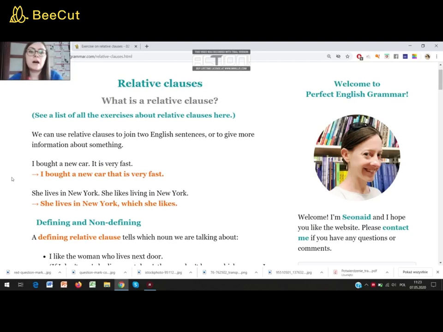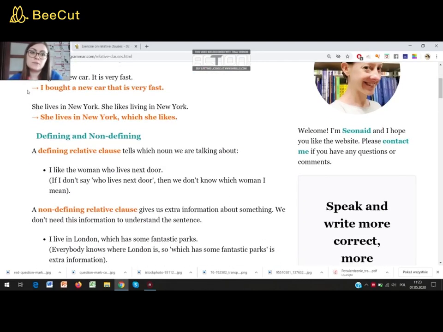For example, I bought a new car. It is very fast. We can connect these two sentences into one using that here. I bought a new car that is very fast, or which is very fast. She lives in New York. She likes living in New York, so she lives in New York, which she likes, right?